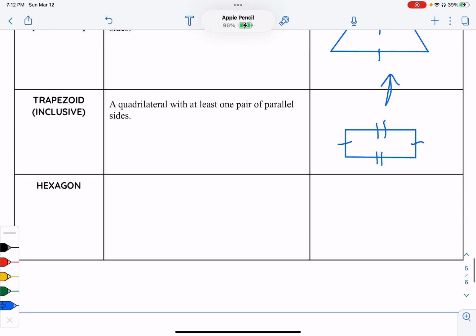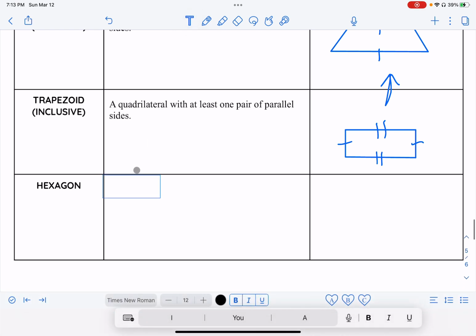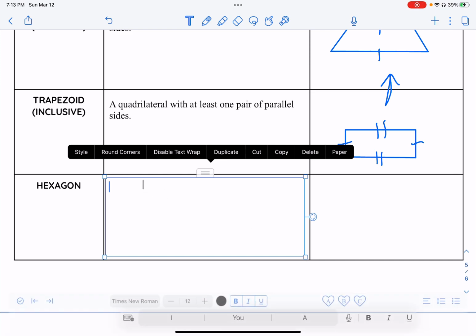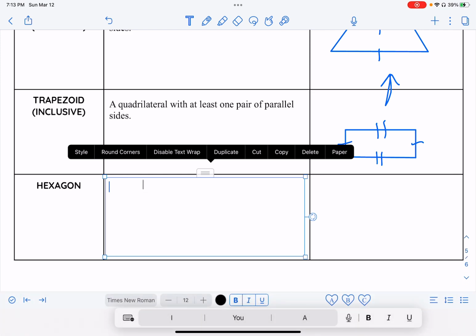Okay, we're on to our last one. Remember, you can pause the video at any time to get the information written down. I will be checking packets, so don't think you can fool Miss Jarvis because you will just spend recess and specialties in with her.